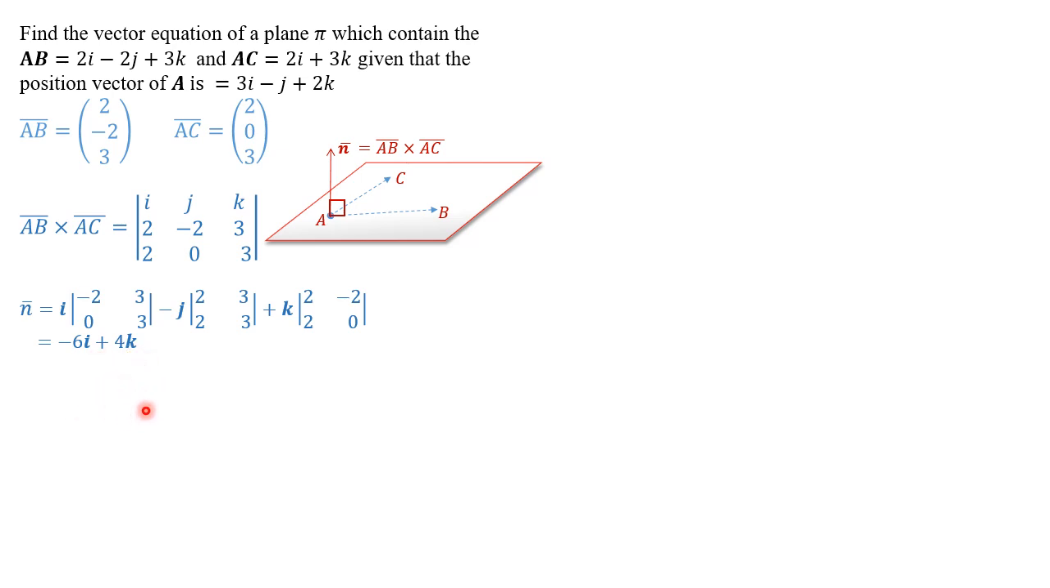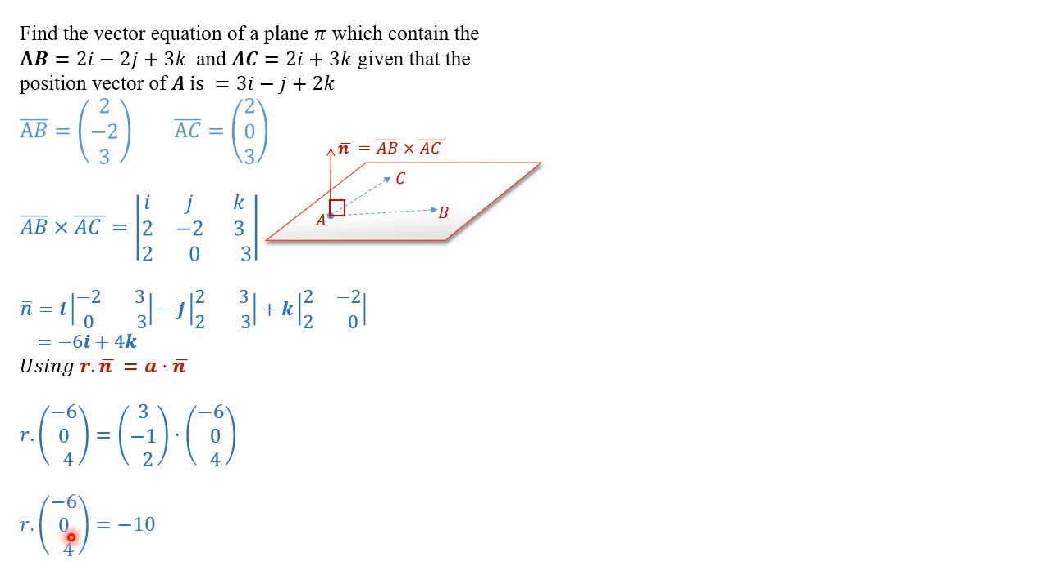So now to find the equation of a plane, we have the normal vector and we need a fixed point in the plane. We are going to take A as our fixed point. Using r dot n equals a dot n, we have r dot the normal vector equals the fixed point dot the normal vector. So this is going to give us r dot the normal vector equals -10. Remember, this is the dot product: 3 by -6 plus -1 times 0 plus 2 times 4, which is -10. So this is the vector equation.